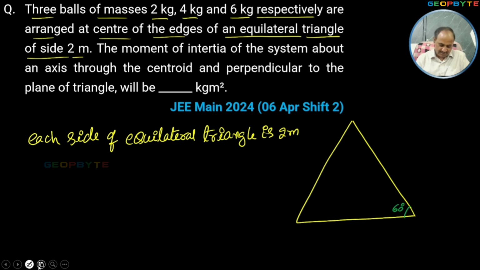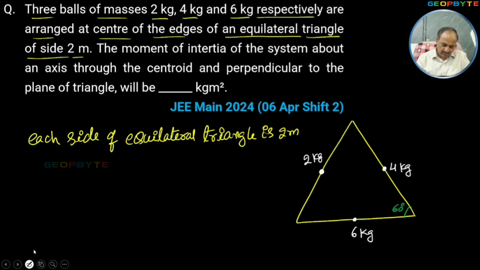Then it is given that 2 kg, 4 kg and 6 kg masses are arranged at the center of the edges. It is like this. This is one mass, let that be 2 kilograms. This is another mass, at the middle of that edge, 4 kg, and at the middle of the base, 6 kg. These are the three masses.